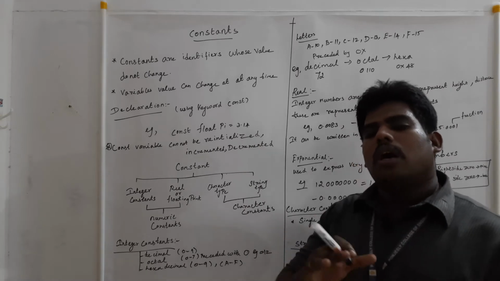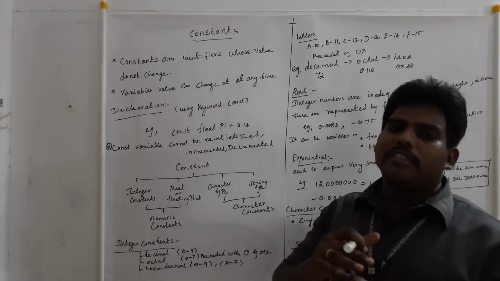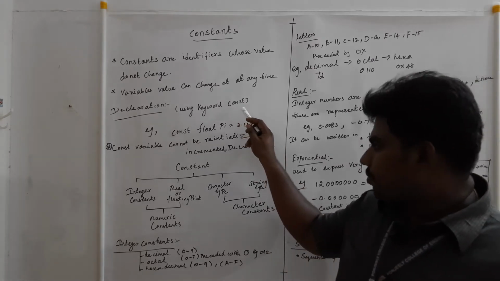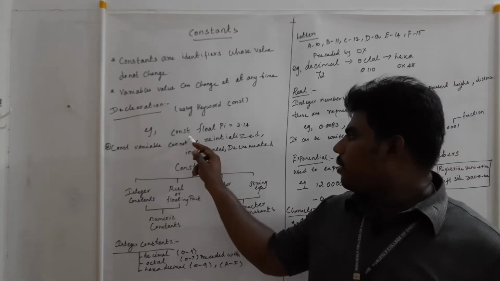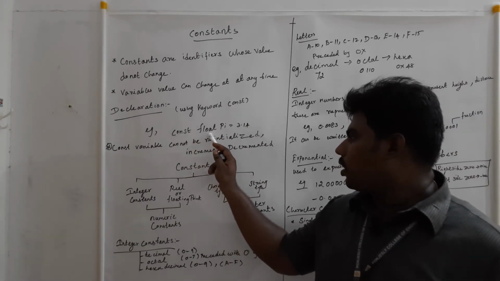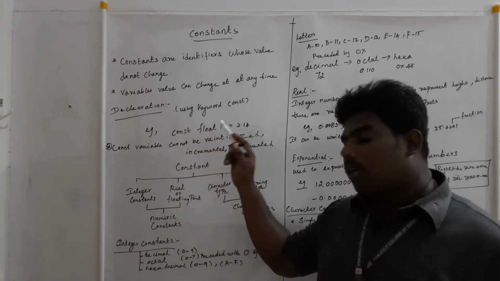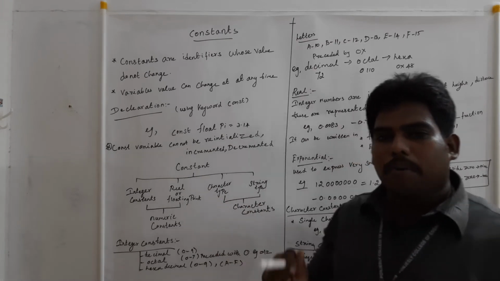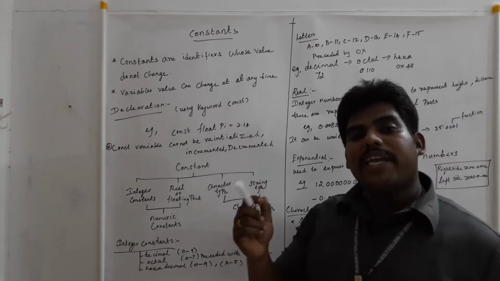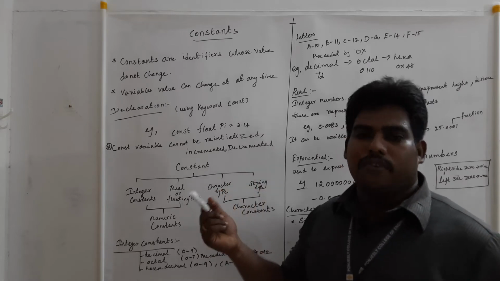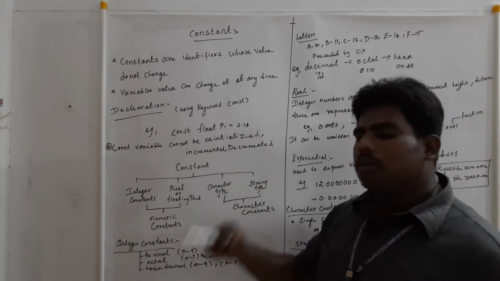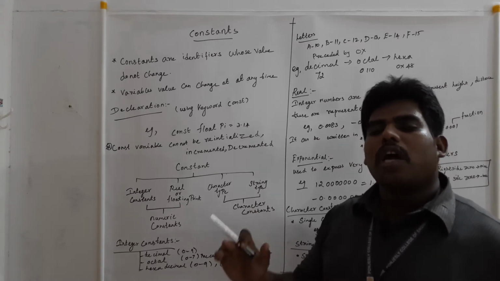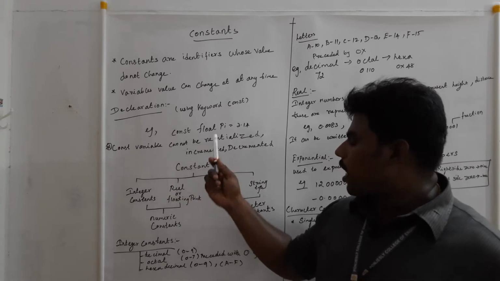If you want to declare or initialize a constant value, we have to use the keyword const. See this example: const float pi = 3.14. Const is a keyword, float is also a keyword, a data type which denotes floating point. Then pi is the identifier, equal to 3.14. So the value won't change. Once fixed, it should not be changed. A constant variable cannot be reinitialized.